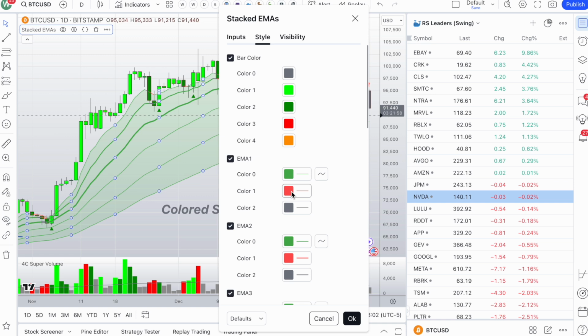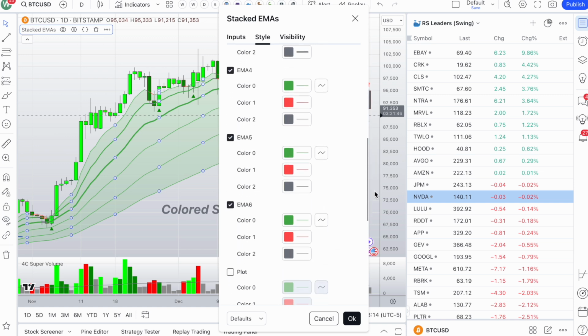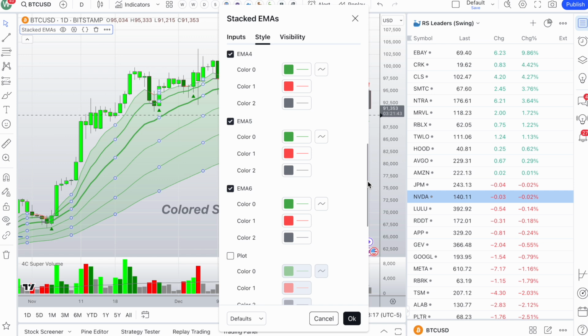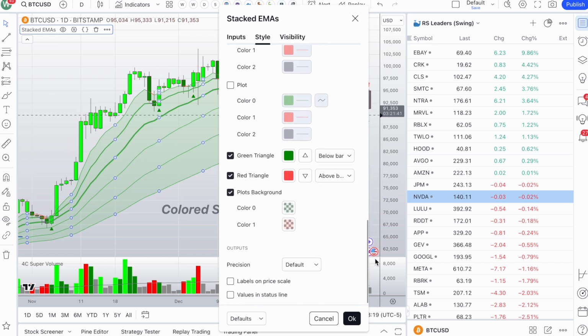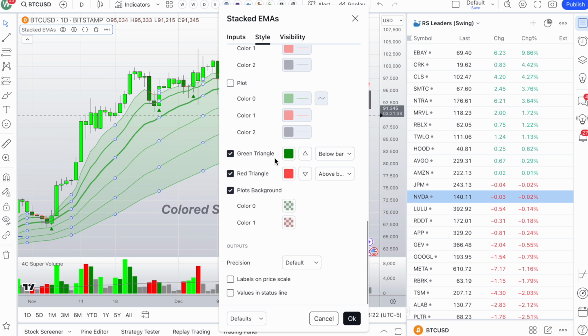So I have all 6 EMAs set up the same way in terms of color, but you can adjust that. You know, pink for rising, purple for falling, some other color for flat, whatever you like. So there's all 6 of them all set up the same way. To me, it's kind of intuitive. But I did make the 13 EMA and the 21 EMA thicker. All right, the triangle signals. We'll talk about that in just a minute, but you can turn them on and off. You can turn the background color on and off. You can change the colors, whatever you like.